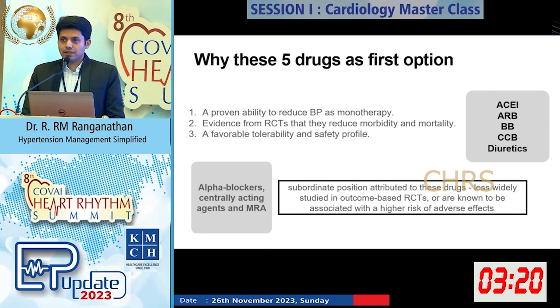There are 5 drugs which are considered as first-line drugs for treating hypertension. They are ACE inhibitors, angiotensin receptor blockers, beta blockers, calcium channel blockers, and diuretics. And when blood pressure is not controlled with these medications, either as monotherapy or with combination, then we use second-line agents like alpha blockers, example prazosin, centrally acting agents like clonidine or moxonidine, and mineralocorticoid receptor antagonists like spironolactone. These drugs come under second-line category because we don't have enough outcome-based trials on these drugs, and these drugs are associated with slightly higher risk of adverse events and side effects.